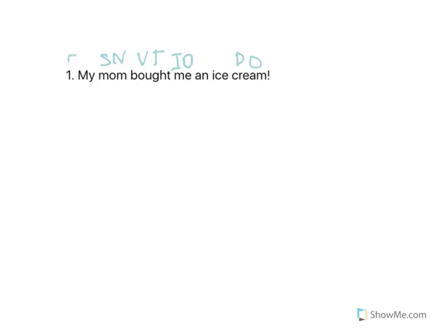Now here my is going to be an adjective. It is modifying the word mom. And an is going to be an article adjective, and it is modifying the word ice cream. This sentence is exclamatory because of the exclamation point at the end of the sentence. Now, is this a simple sentence or a compound sentence? It only has one independent clause, so it's a simple sentence.